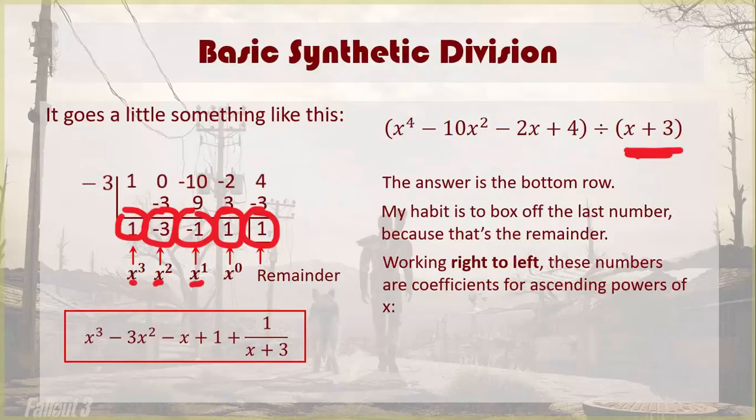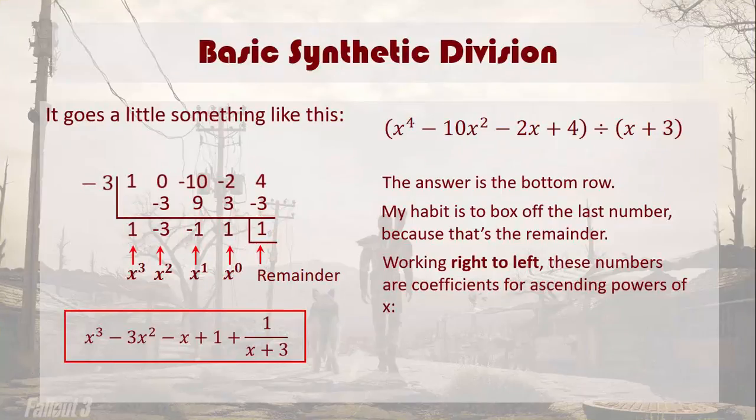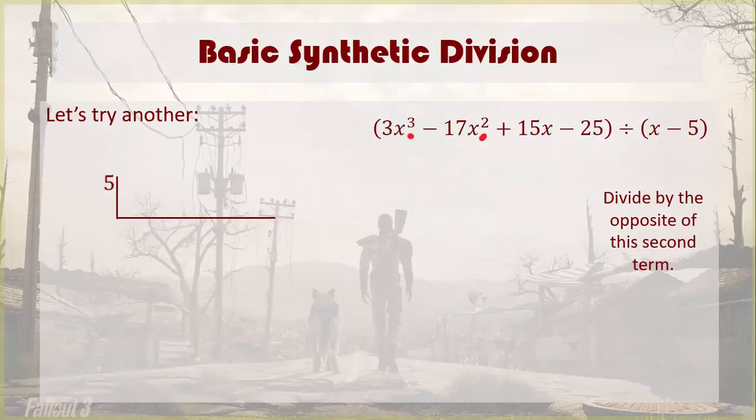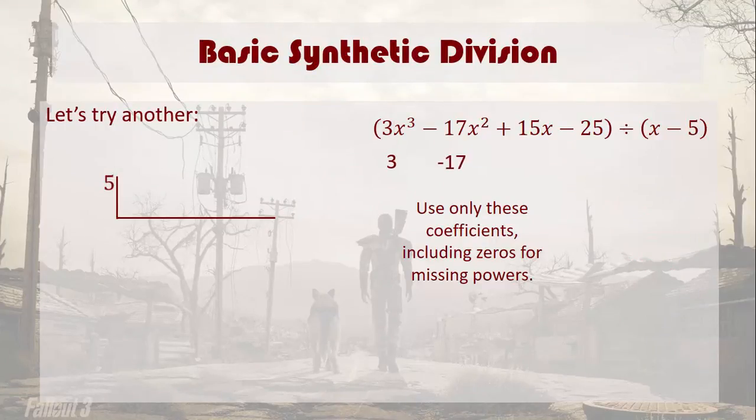I don't know if you want to back this video up and watch that from the start, or if you think you know it enough to try the next one, go ahead and try this one. Bring the opposite of that second term of the binomial, which would be positive 5, bring that over. Bring in all the coefficients. Notice that we have a 3, a 2, a 1, and nothing, so we're not missing any terms. So just bring 3, negative 17, 15, and negative 25 over.